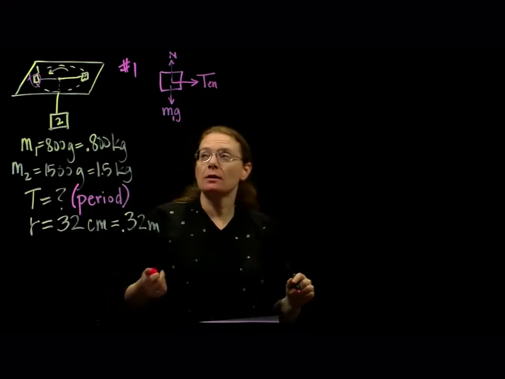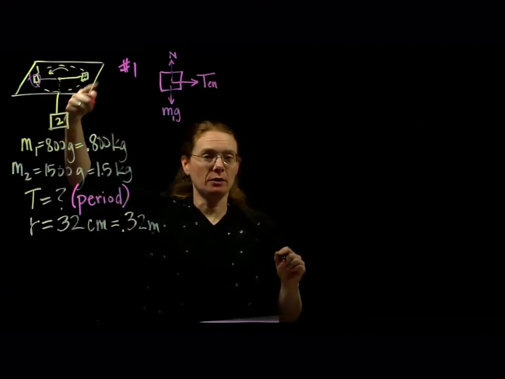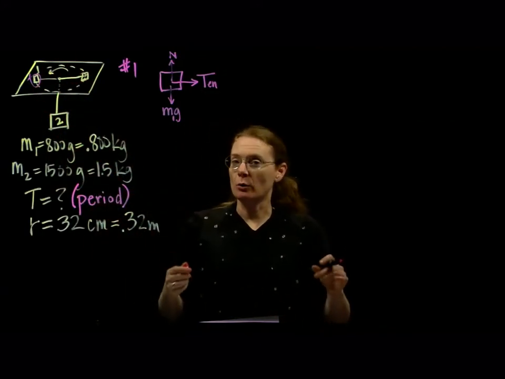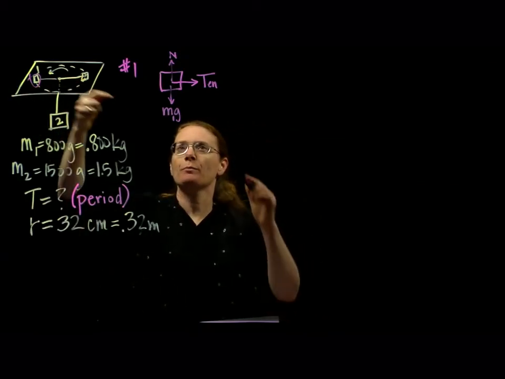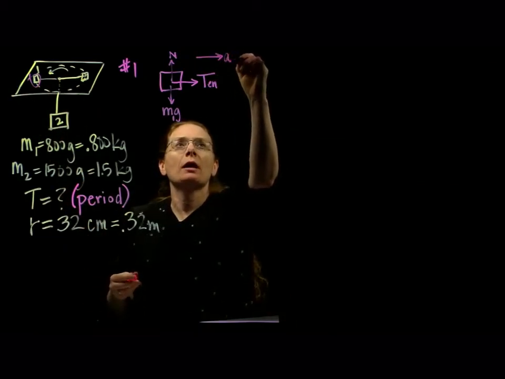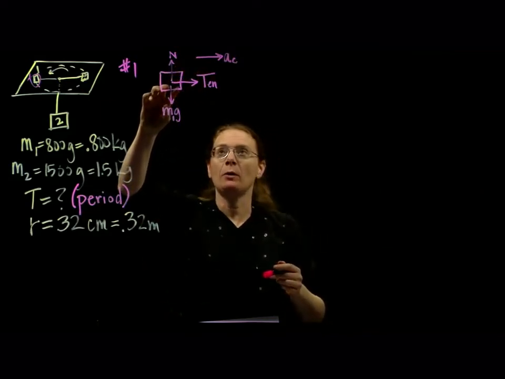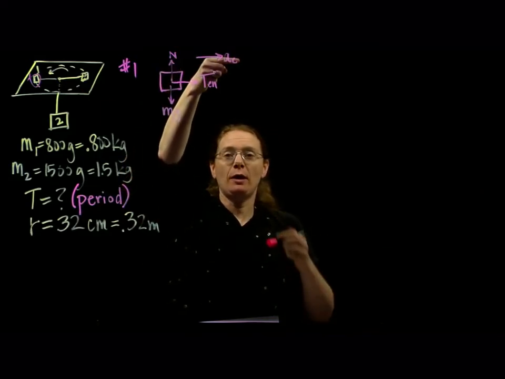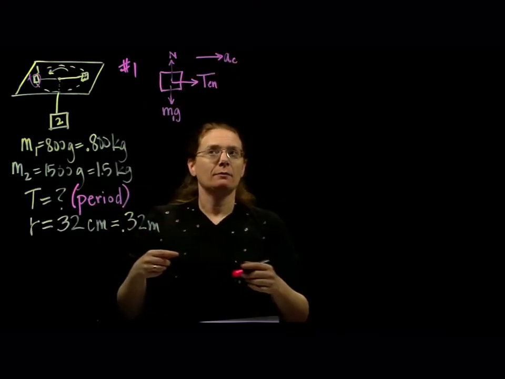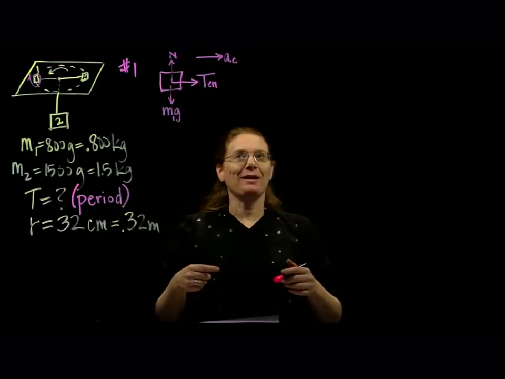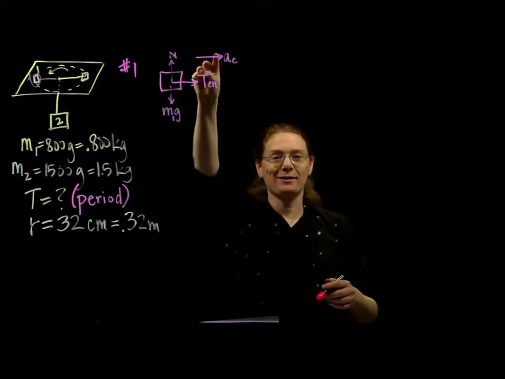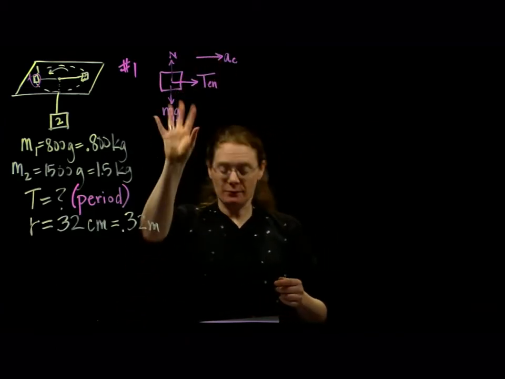What direction is the acceleration? This is going in a circle. Centripetal acceleration always points towards the center of the circle. It's going that way, which had better make sense. It better be consistent with our force diagram. If you said acceleration was this way but had tension going that way, that would be a problem because the tension is going to be what's causing that acceleration. There is our first force diagram.